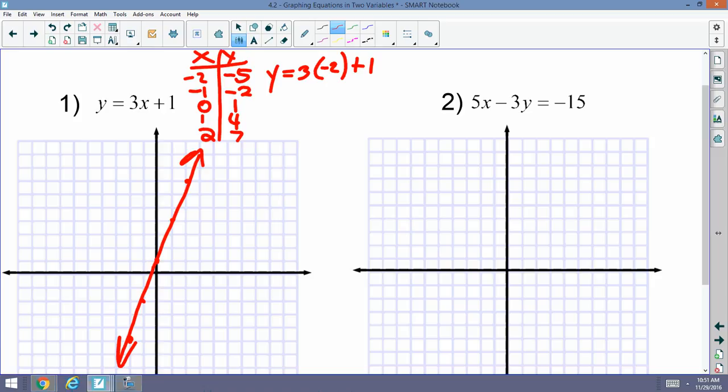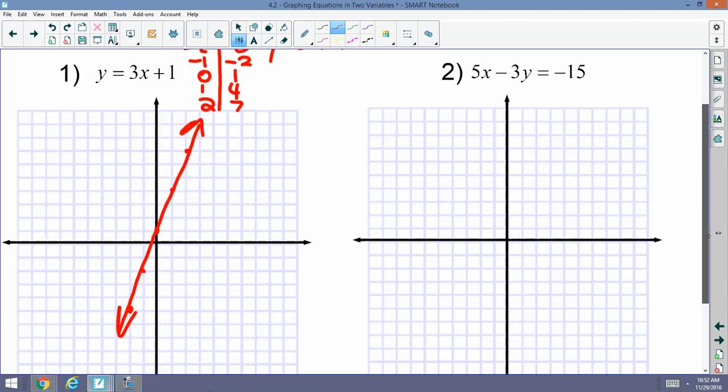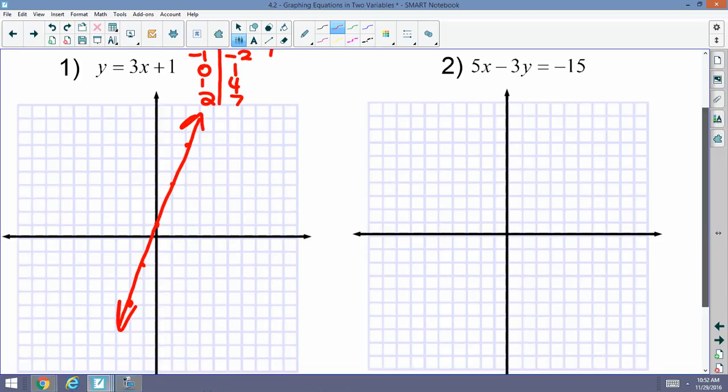Oh, okay. Number 2, I could solve for y here. I could, but would that be the best way to do this? Why would it not be the best way, and what would be the best way? Since 5 and 3 are factors of negative 15, what method do you think would be the best way to use? The intercept method. Thank you so much, my brother.